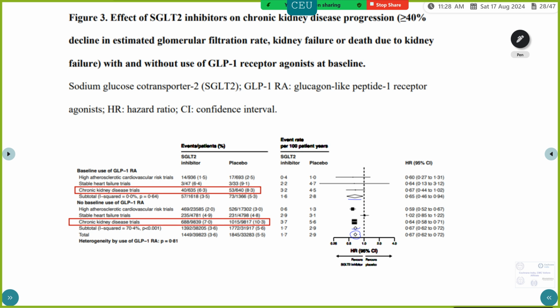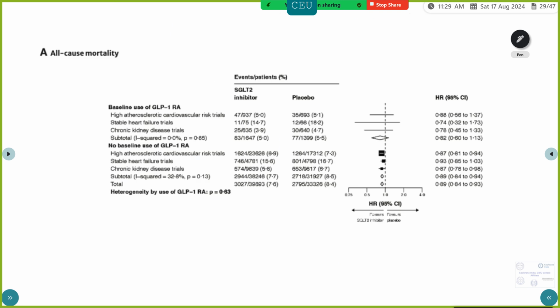While in the patients who did not use baseline GLP-1 RA, they had large point estimates, fairly small confidence intervals, and the effects were all favoring SGLT2 inhibitors. So SGLT2 inhibitors had a beneficial effect on CKD progression, more for the patients who are not using GLP-1 RAs.